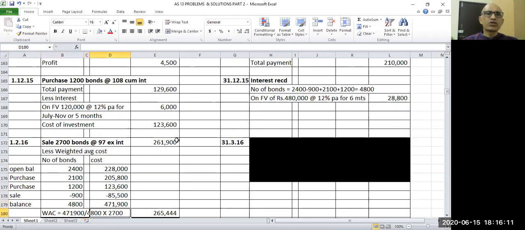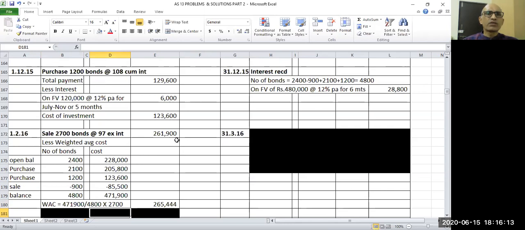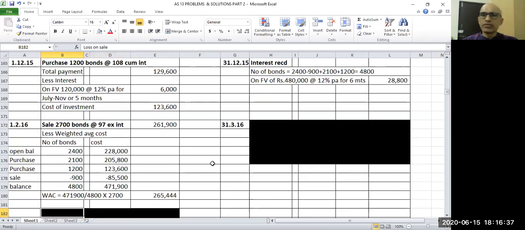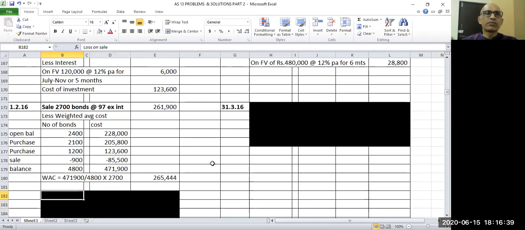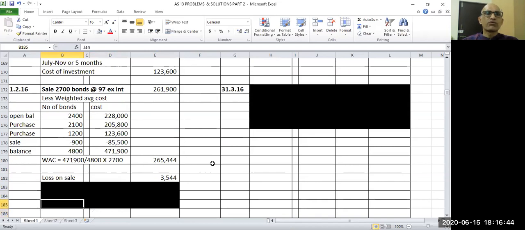So your weighted average cost will be 4,71,900 divided by 4,800 bonds multiplied by 2,700 bonds which you have sold. So your weighted average cost is 2,65,444. And now if you compare, your selling price is 2,61,900. Your cost is more, 2,65,444. That means we are incurring a loss in the process. So your loss is 3,544. So we have to account for this loss.